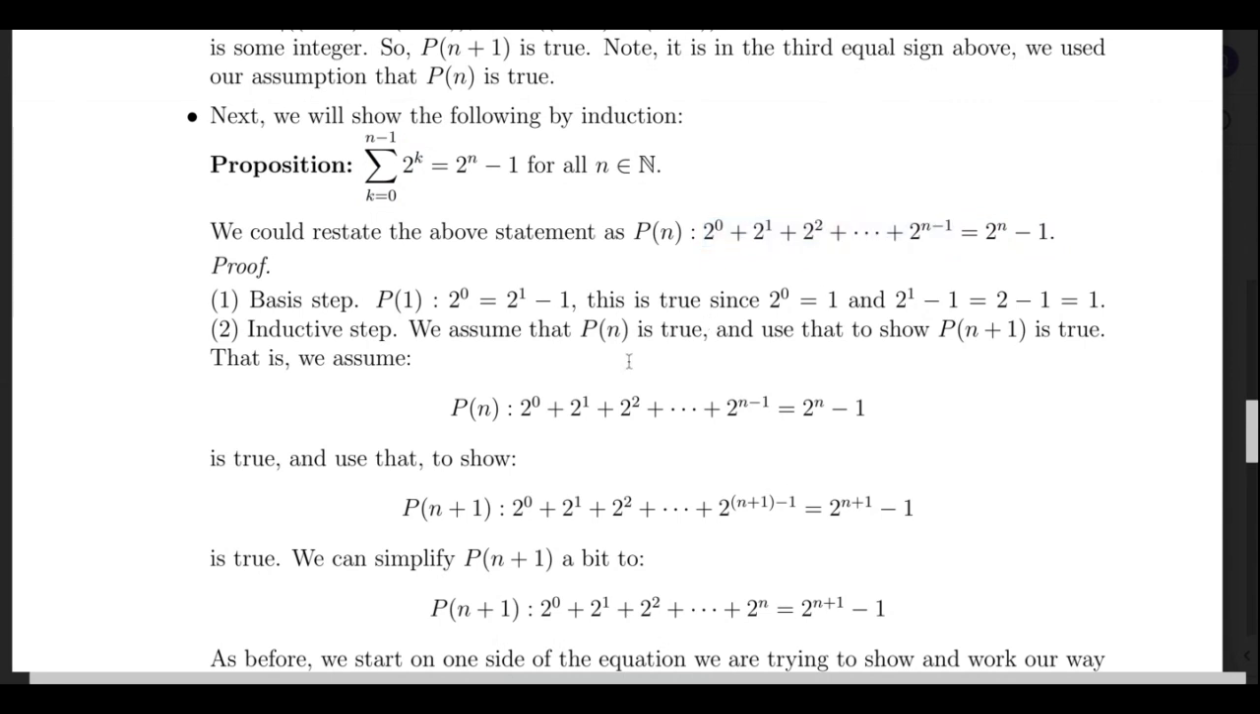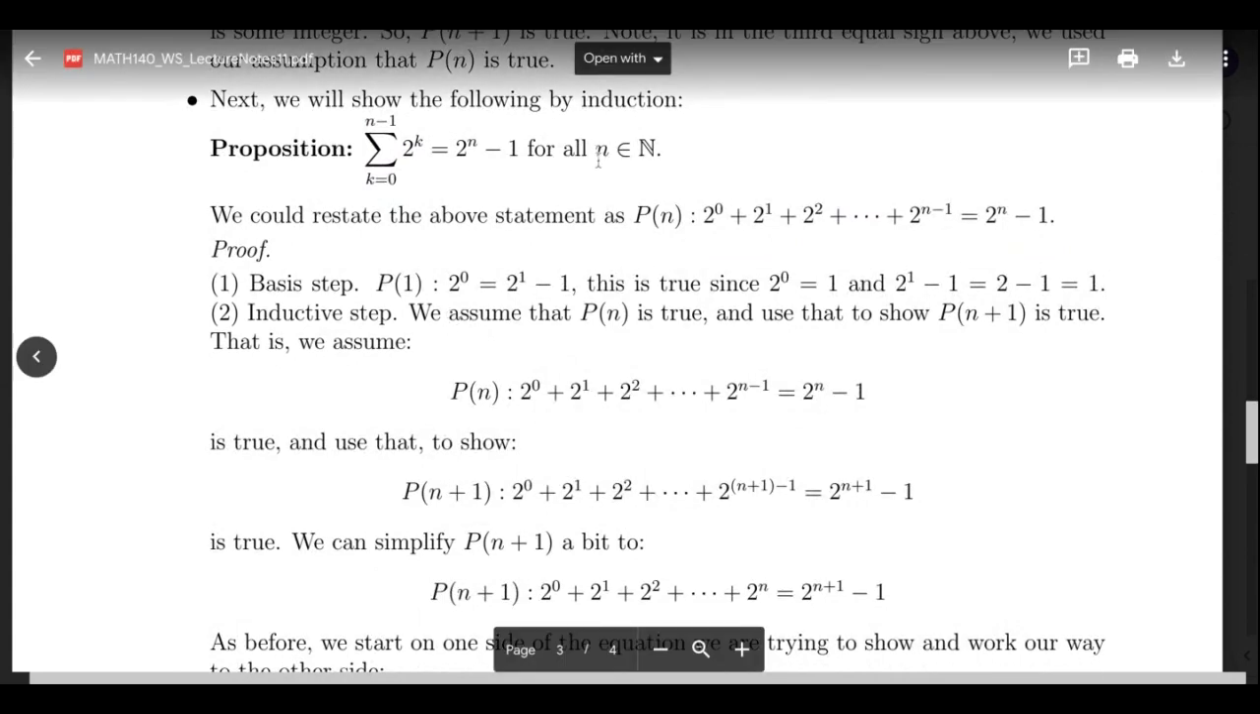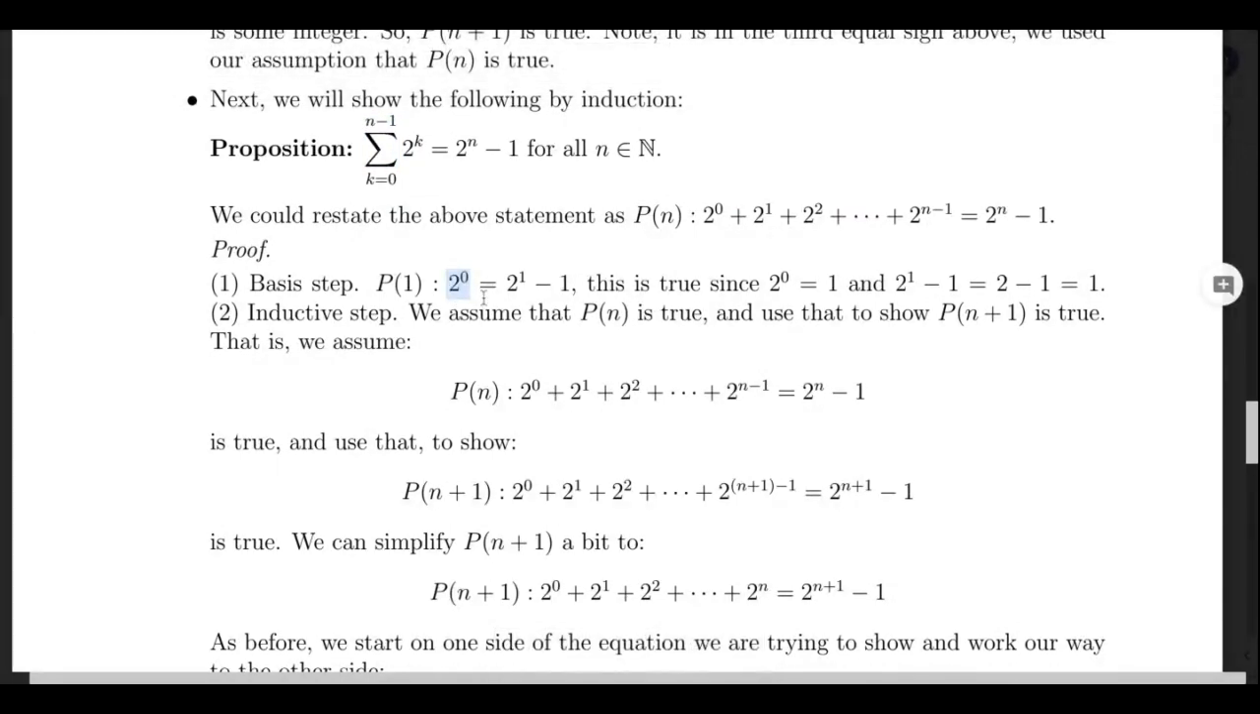Okay, let's prove the base case. Let's see, n equals 1. With n equals 1, this is from 0 to 0, right? 1 minus 1 is 0. So 2 raised to 0, which is 1, equals 2 raised to 1 minus 1, which is 2. So the basis step is true.